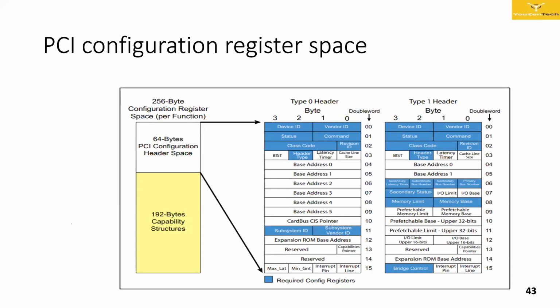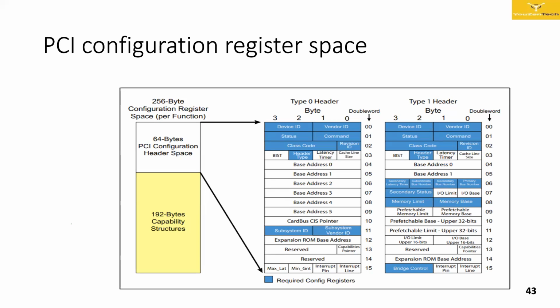Hi Raj, I have a question. For the very first time, when you want to read the header type, what type of request is the RC or host going to give? Is it a type 0 request or a type 1 request? The configuration request depends on the target. If you want to target a bridge, it will be type 1. If you want to target an endpoint, it will be type 0.